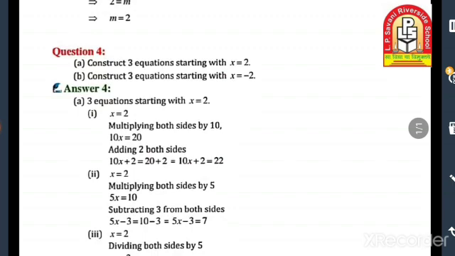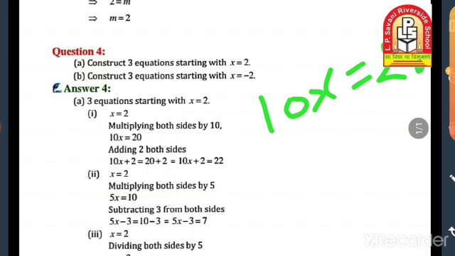Then after that, question number 4. In question number 4, construct 3 equations starting with x is equal to 2, and construct 3 equations starting with x is equal to minus 2. So 3 equations starting with x is equal to 2, multiplying both sides by 10. So first of all we have to construct an equation starting with x is equal to 2. We know that x is equal to 2 is our basic equation, and we have to construct with the help of multiplication with 10. So here we can say that 10x is equal to 20, that is our equation.